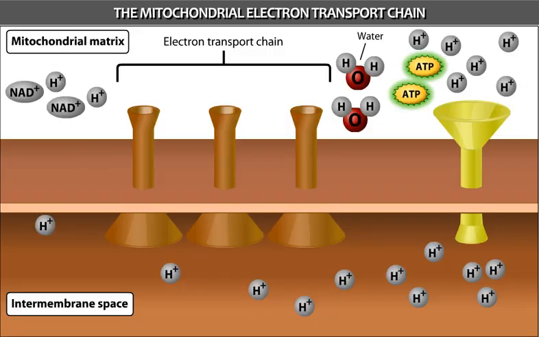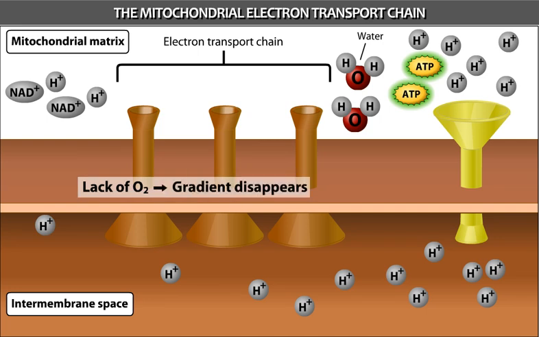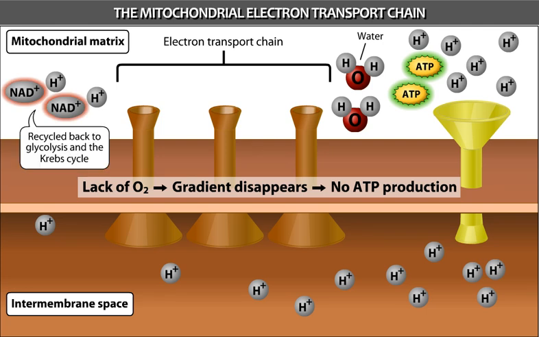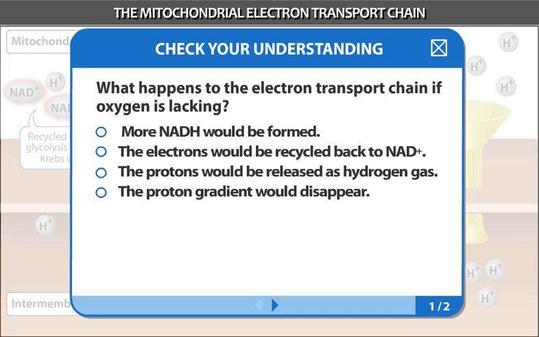If the electron transport chain stops for any reason, such as a lack of oxygen to capture electrons at the end of the chain, the gradient will quickly disappear, turning off ATP production. The NAD+ molecules left over from the electron transport chain are later recycled back to glycolysis in the Krebs cycle, where they will capture more high-energy electrons from food molecules.